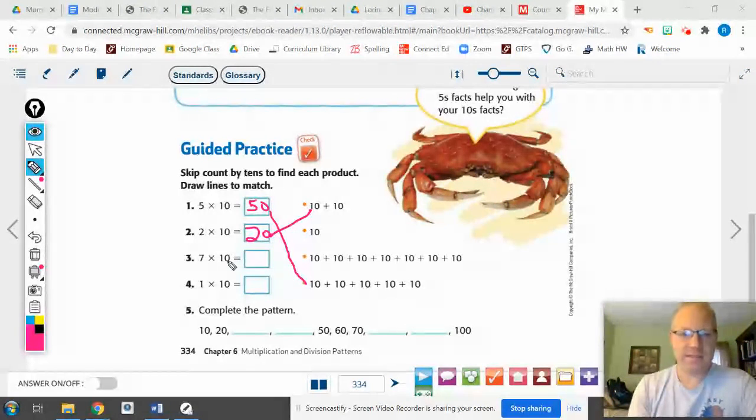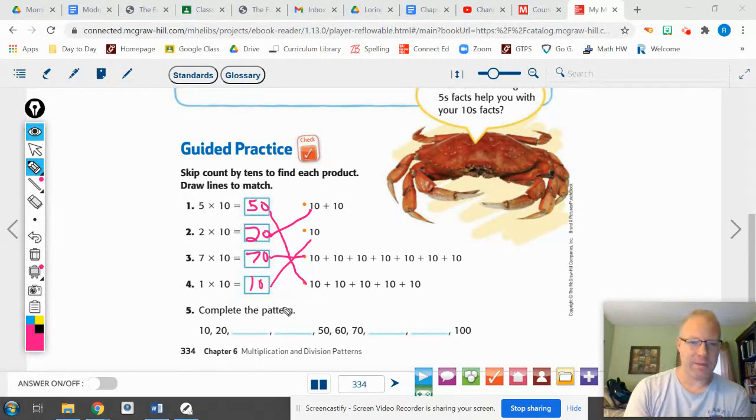How many tens would you have? 2. 7 times 10 equals 70. How many tens would you have? 7. 1 times 10 equals? How many tens would you have? 1. Complete the pattern. 10, 20, count with me, 10, 20, 30, 40, 50, 60, 70, 80, 90, 100.